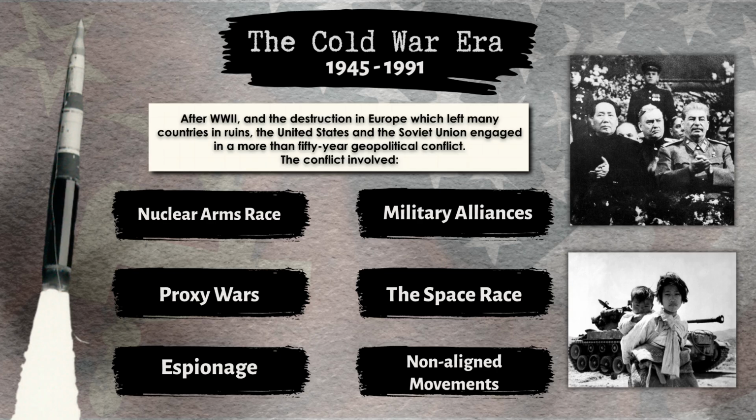The Cold War was a global rivalry between the United States and the Soviet Union that usually avoided direct war between the two powers. Instead, competition took the form of a nuclear arms race, proxy wars, espionage, military alliances, and the space race. AP World also emphasizes countries that tried to avoid choosing either side through the non-aligned movement. That global perspective matters. The Cold War affected societies far beyond the United States, Europe, and the Soviet Union.